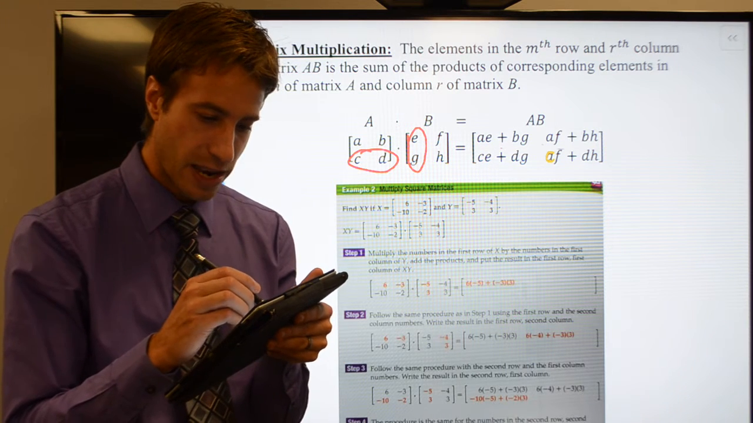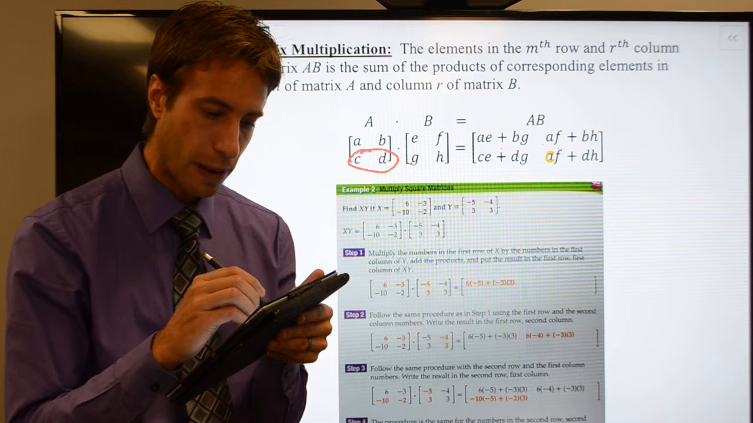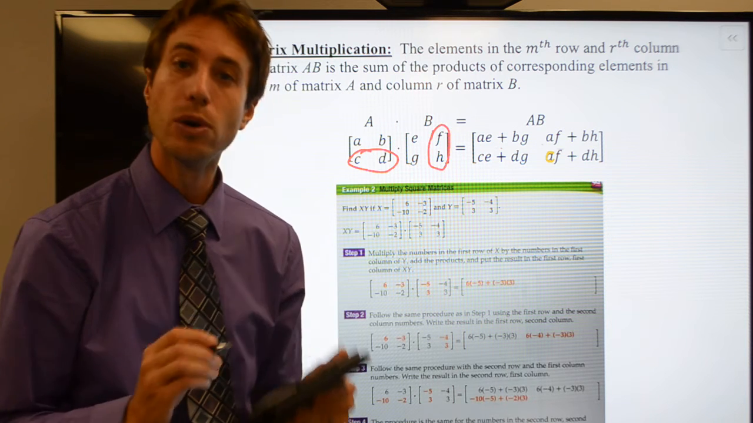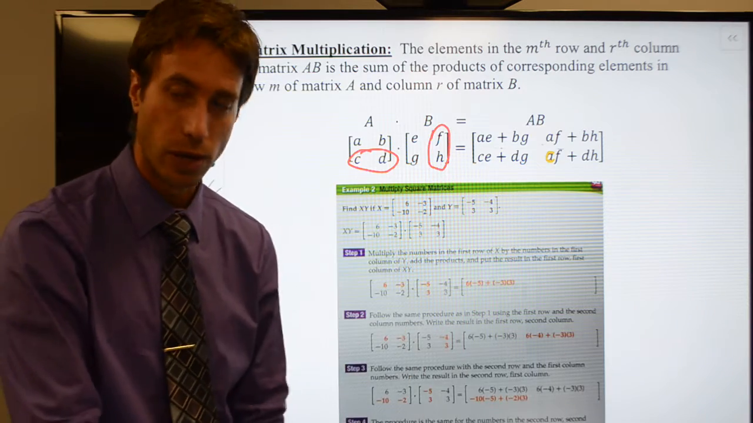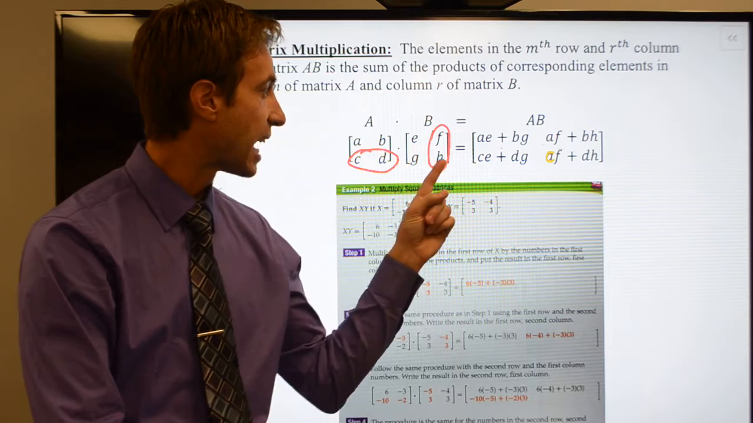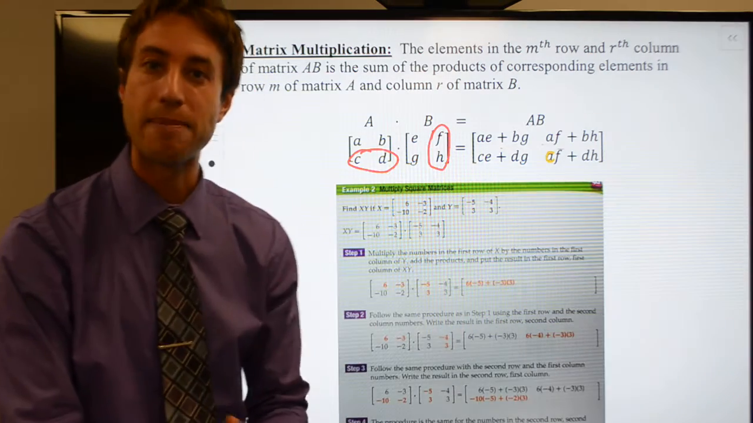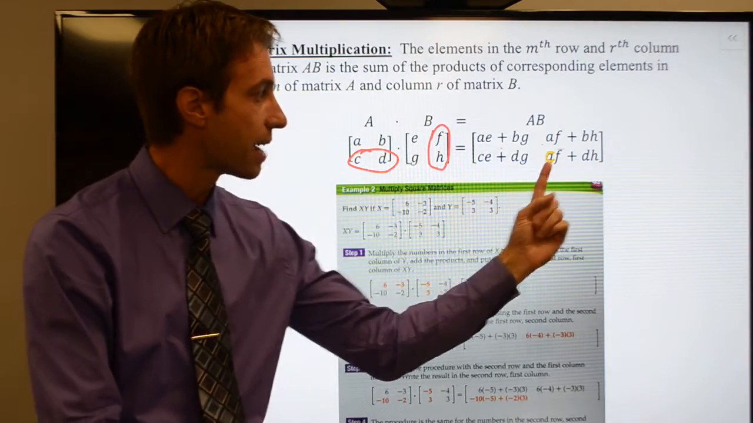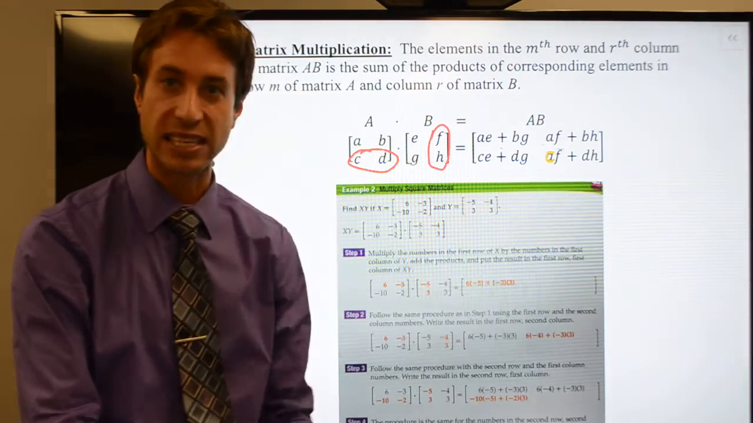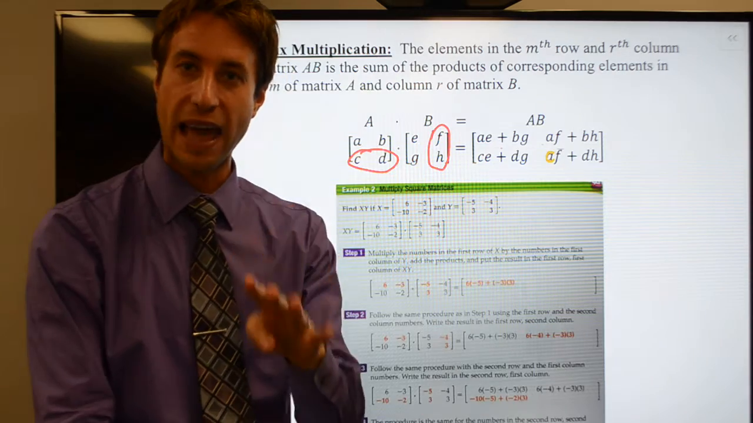I think you're probably starting to see the pattern here, right? Let's keep going. Now that I've multiplied row 2 by column 1, I've got one more to go. I'm going to multiply row 2 by column 2. It works the exact same way. C times F, D times H. Now you see why I made that mistake. I need C times F, there it is. I need D times H, there it is. Add them together and I get the fourth element.